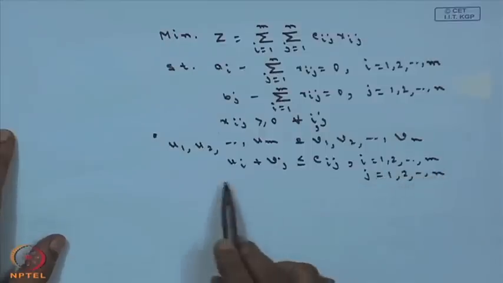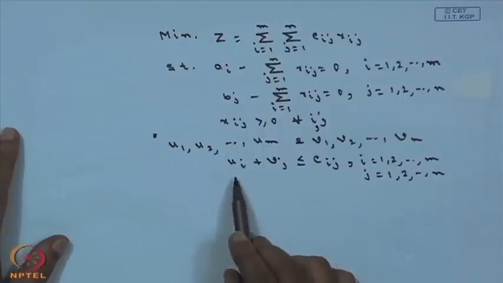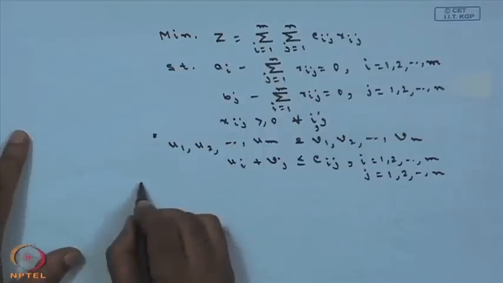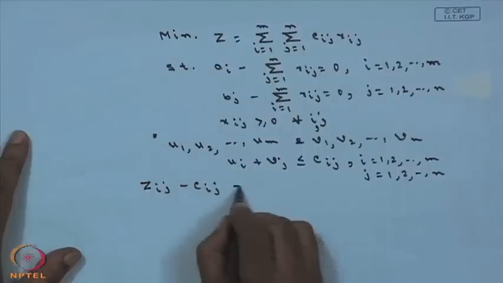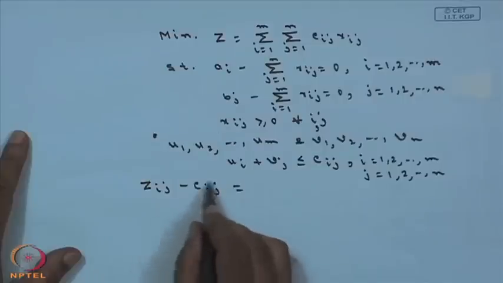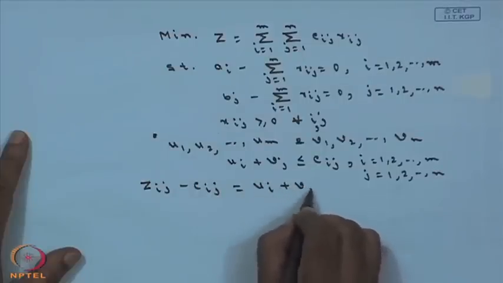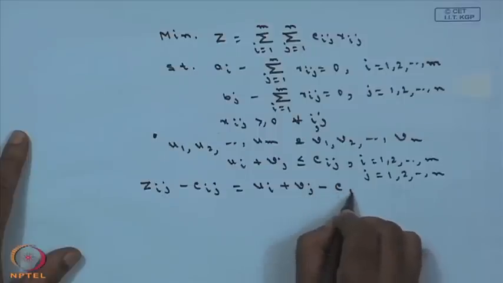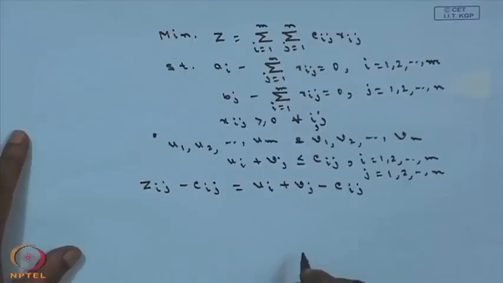And obviously, u_i and v_j are unrestricted in sign, they may take any value. Now, we can show this thing, I am not writing this: z_ij minus c_ij, where z is the objective function value and c_ij is the coefficient. We can show that z_ij minus c_ij is u_i plus v_j minus c_ij. And for a basic variable, what should happen?